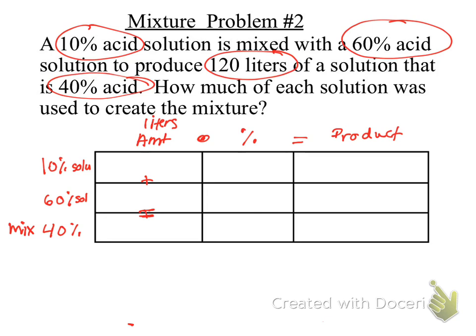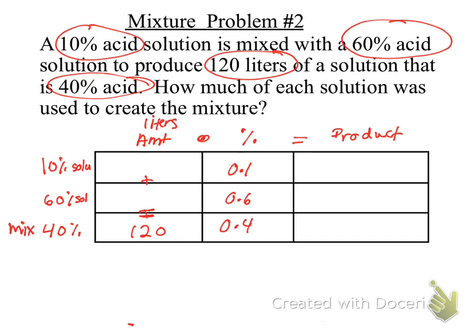10%. But I don't put percent. I put 0.1. What do we put in the next box below it? 0.6. And then the last box? 0.4. Do we know how much of the 10%? No. Do we know how much of the 60%? No. Do we know how much we want the mix to be? 120. Okay. So we don't know 10% or we do?